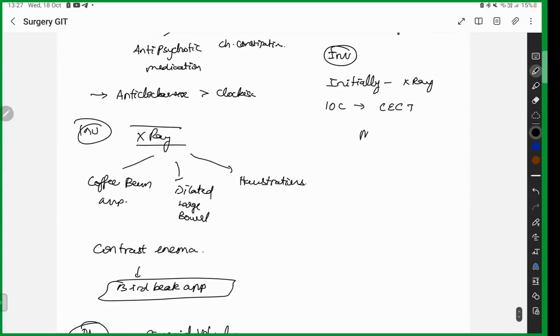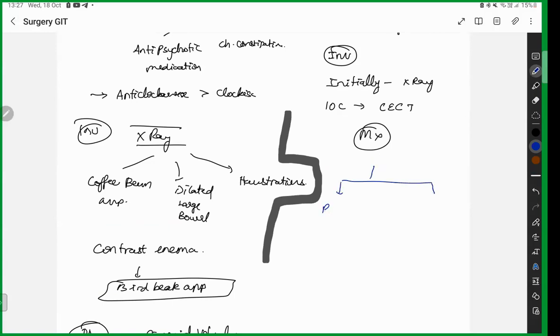Okay, how do you manage these patients? Now we are going to talk about the management of these patients. Very easy. First, similarly, you're going to see whether the patient is having peritonitis or no peritonitis. You're going to just divide whether there is peritonitis or there is no peritonitis.